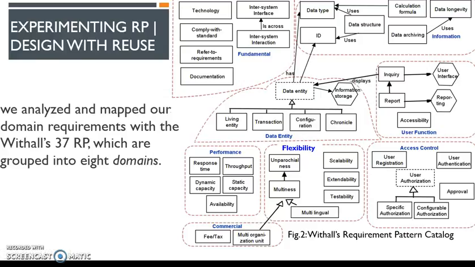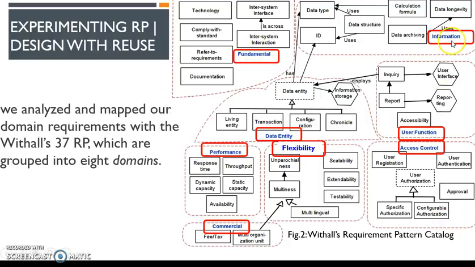Experimenting with requirements pattern in terms of design with reuse, what we did was analyze all the domain requirements and try to map them with the existing WTLS 37 requirements patterns. These WTLS requirements patterns are grouped into 8 domains, which are fundamental, information, data entity, performance, flexibility, commercial, user function, and access control. We studied which requirements patterns are relevant to our domain requirements and applied those requirements patterns.